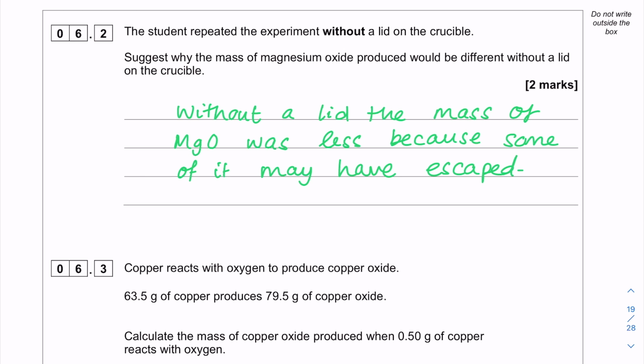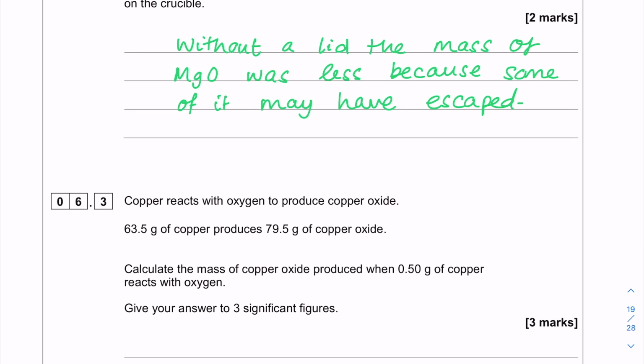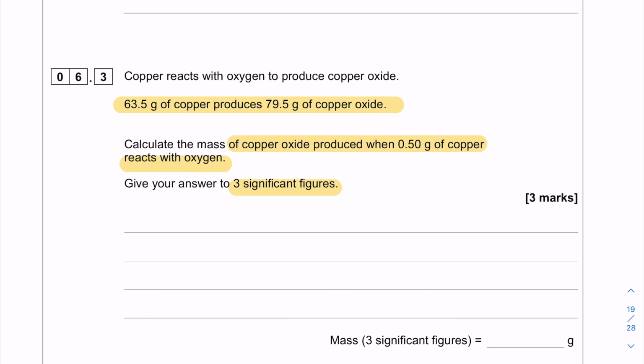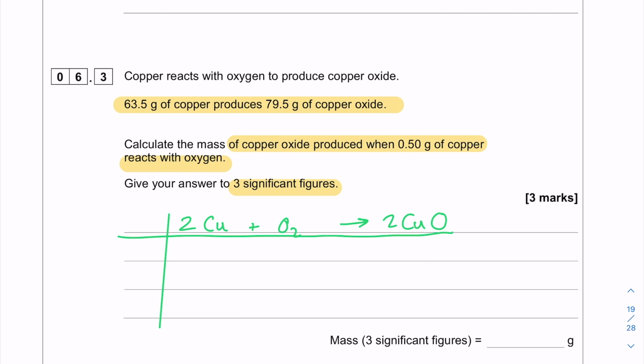Copper reacts with oxygen to produce copper oxide. 63.5 grams of copper produces 79.5 grams of copper oxide. Calculate the mass of copper oxide produced when 0.5 grams of copper reacts with oxygen. Give your answer to 3 significant figures. So let's start with a balanced equation. I always like to use a table for my mole calculations. Let's get ourselves set up with this formula triangle.